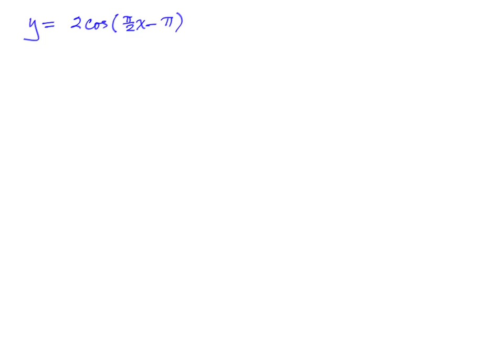In this one, we're going to graph one complete cycle of y equals 2 times cosine of (pi over 2 x minus pi). So the first thing we have to do is find the amplitude, and that's always the absolute value of the number that the cosine or sine is being multiplied by. So here it's the absolute value of positive 2, which is just positive 2.